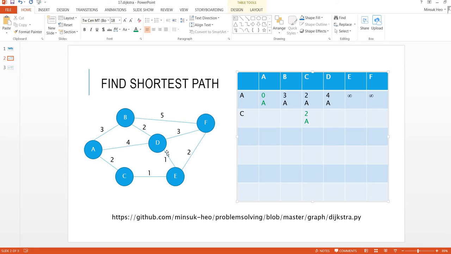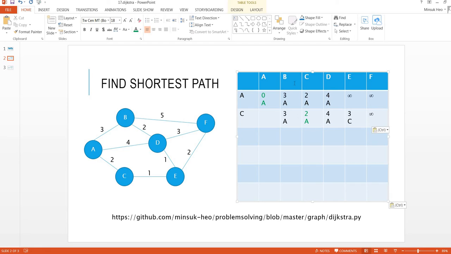Okay, here, C, we have the edge to A and E. Since we have visited A, I'm going to take a look at E. E from C, C value is 2, so 2 plus 1 is 3 to E. So 3 is smaller than infinity, I'm going to put 3, which is from C. Okay, that's it. I'm going to keep these values for next steps. And I'm going to put the infinity mark here.